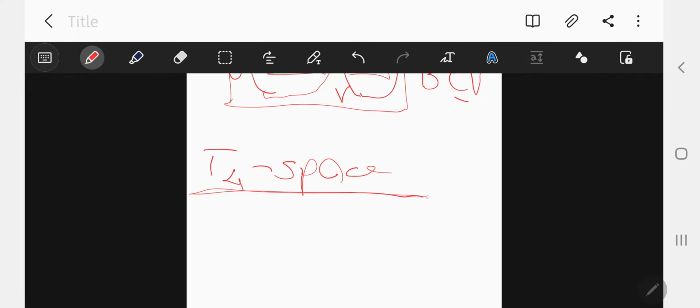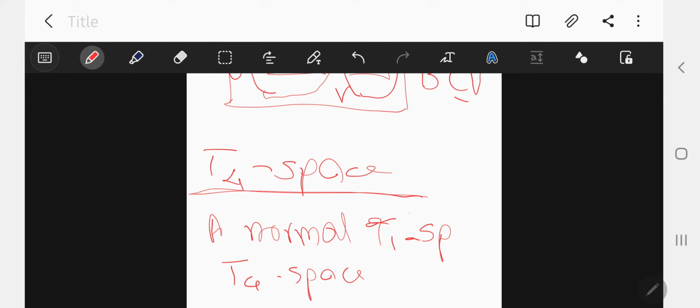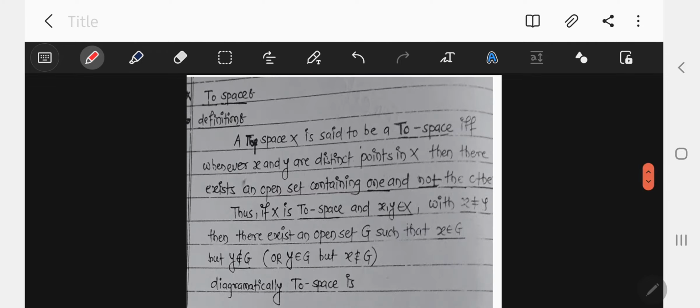Next definition is T4 space. Again, this definition is simple, that is a normal T1 space is called T4 space. Now we revise these definitions.